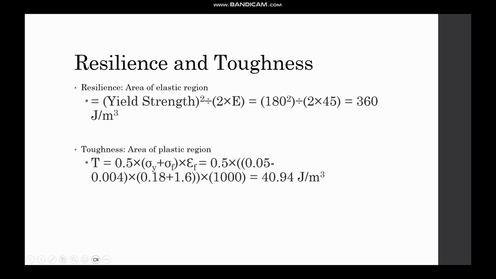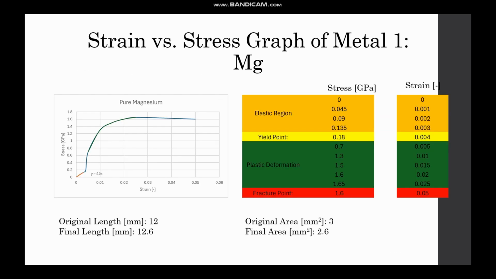Resilience and toughness. Resilience is going to be the area of the elastic region. Toughness is going to be the area of the plastic region. So looking at the graph, the area of the elastic region would be the area under this orange line. The area of the plastic region would be the area under the entire curve after the yield point.